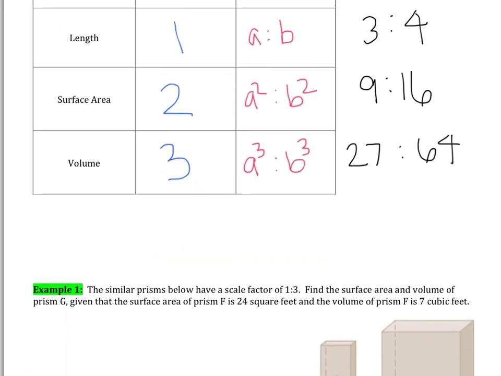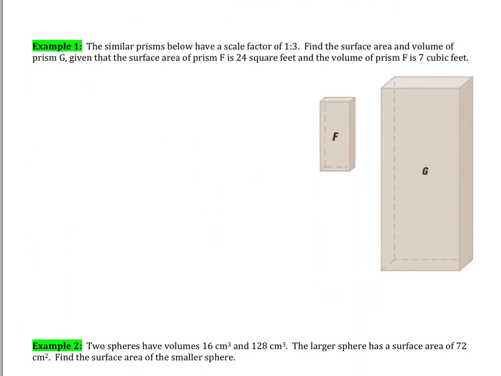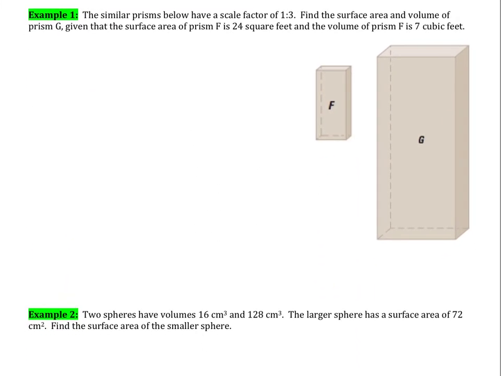All right, let's go ahead and do some example problems. In this first example, we have 2 similar prisms, F and G, and they have a scale factor of 1 to 3. We want to find the surface area and the volume of the big prism G, given the surface area of prism F is 24 square feet and the volume of prism F is 7 cubic feet. The first thing I'm going to do is write down our different ratios.